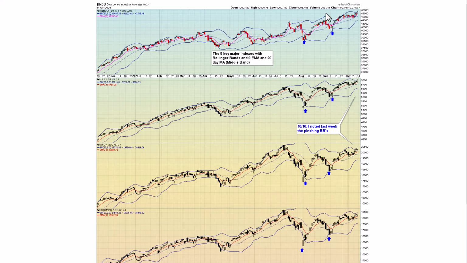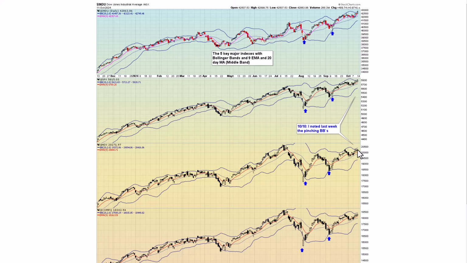And moving to the major indexes, chart number 8, here's the daily view of the 5 key major indexes. Early last week, I was pointing out the Bollinger Bands were pinching, and that usually precedes some sort of decent move. And you can see we had a nice rally late in the week with those pinching Bollinger Bands. Again, the S&P and Dow made new all-time highs. Dow closing above its upper Bollinger Bands.